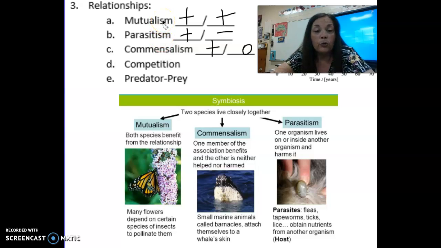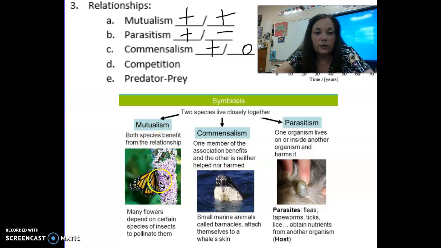Mutualism means they both benefit. That's why we have a plus plus here. And commensalism is the one that it's hardest for kids to remember. It's a +0, which means one is benefited, but the other one is unaffected, right? It doesn't hurt them or help them either. Okay, some examples of those are down here.